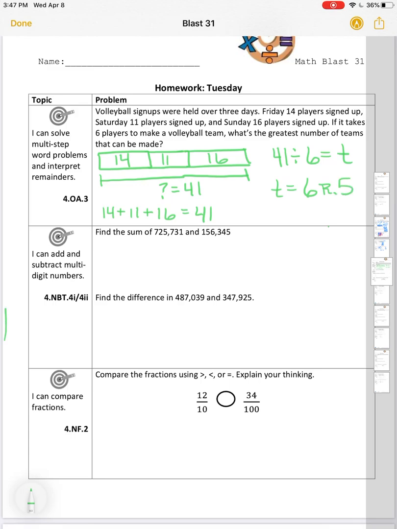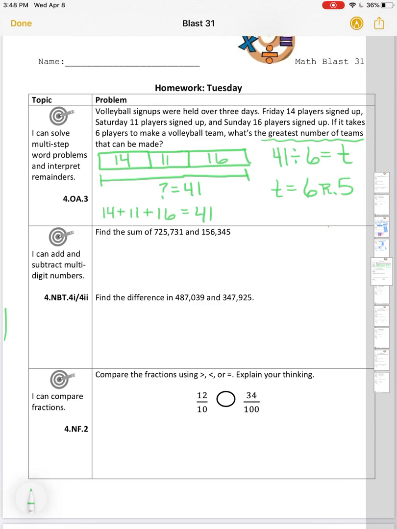Now, what's important here is that we interpret this remainder. That T equals 6 remainder 5 means that we can make 6 teams and there would be 5 people who signed up left over. Now, keep in mind the question says if it takes 6 players to make a team, what's the greatest number of teams that can be made? So we don't have enough players to make a 7th team.